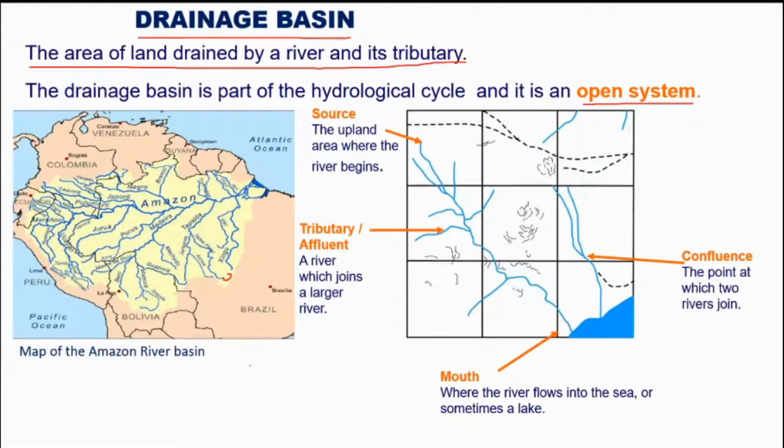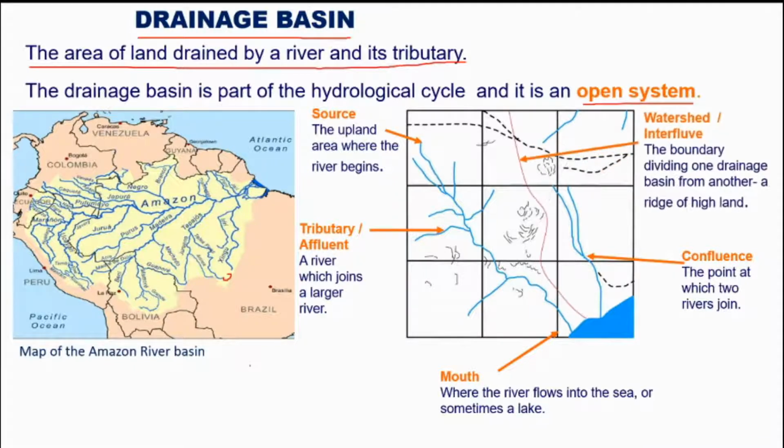I want to explain this point more. Sometimes students get them wrong by confusing confluence with tributary. Please, confluence is the point where two rivers meet, and a tributary is a river that is joining another river or a larger river. So please take note of that. Confluence is the point at which two rivers meet, and the tributary is a river which joins a larger river. Thank you very much. Now we have watershed or interflow. That is the boundary dividing one drainage basin from another.